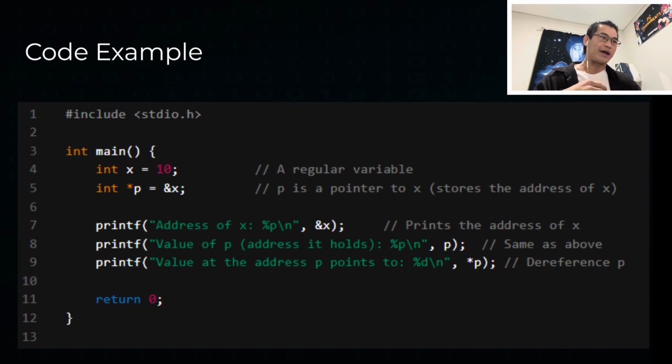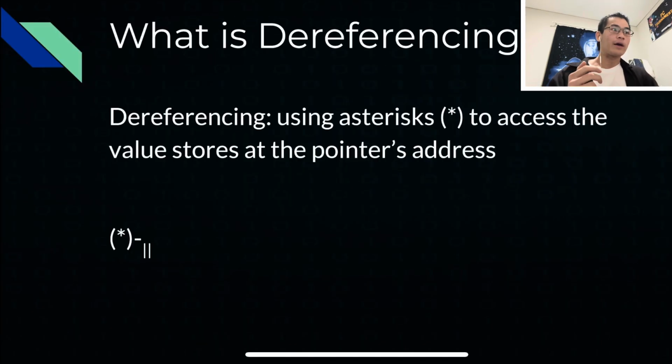This is because, like I said, p only points towards where the house is, so it will only give you the address. If you want the value of x through p, you need to do what's called dereferencing. Now, you might be asking, what is dereferencing? Dereferencing is using the asterisk to access the value stored at the pointer's address.